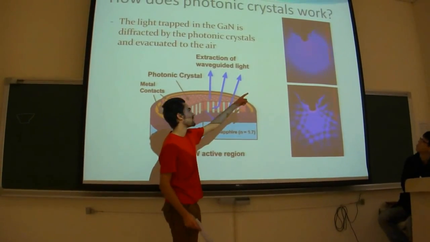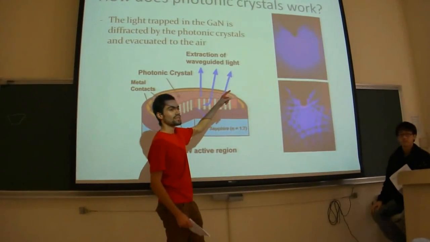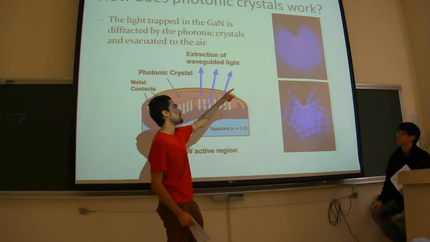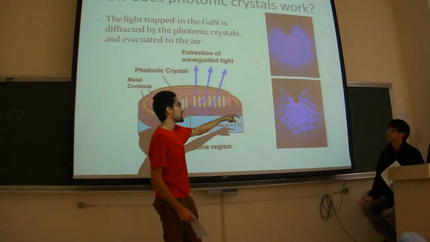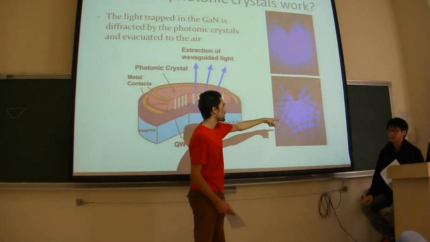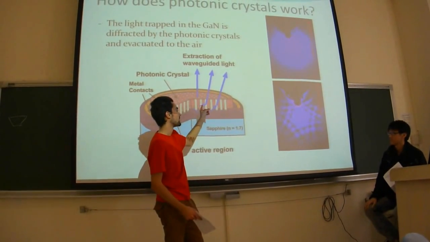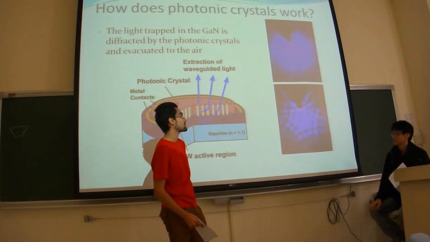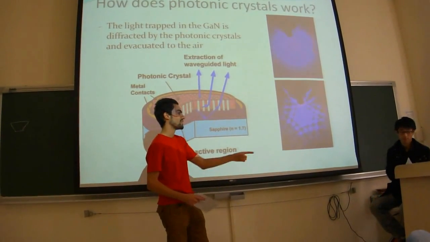We can see in that picture over there, the one on top has no photonic crystal, and the light is quite uniform. The one at the bottom is the LED with photonic crystal, and we can literally see the pattern of the holes of the photonic crystal in the light. So the one with the photonic crystal emits more light. Next.